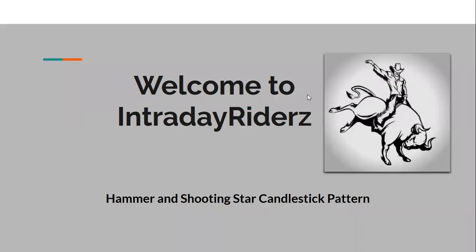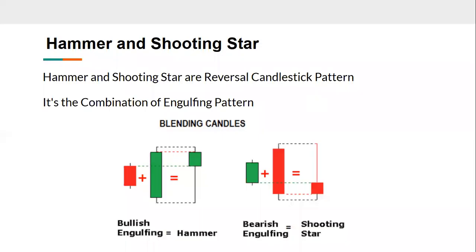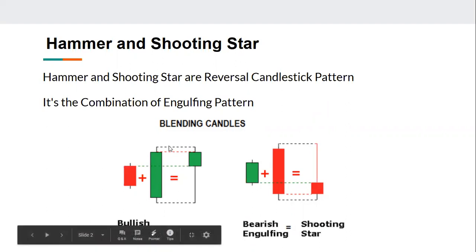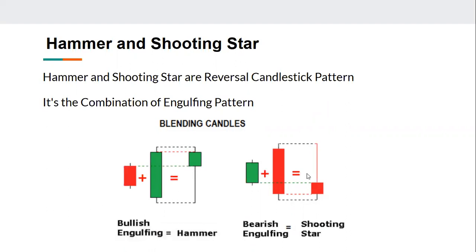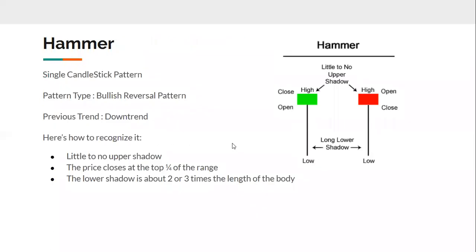Today we are going to see shooting star and hammer. This shooting star and hammer are reversal candlestick patterns, and they are a combination of engulfing patterns. For example, the bullish engulfing creates the hammer, and the bearish engulfing creates the shooting star. First, we are going to see the hammer.